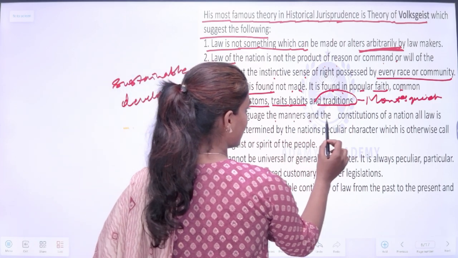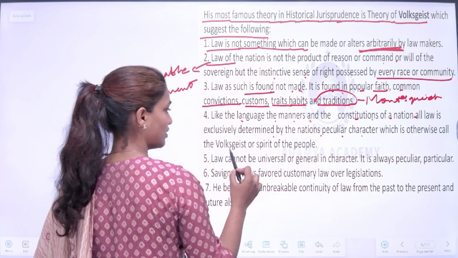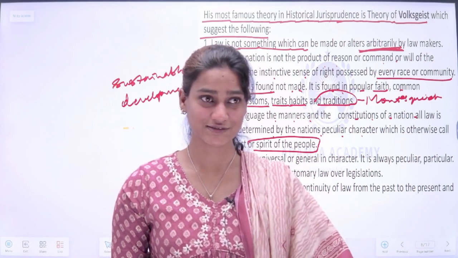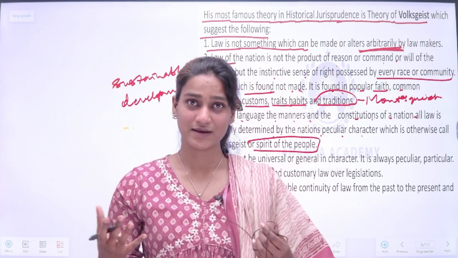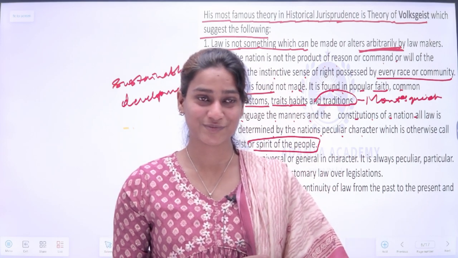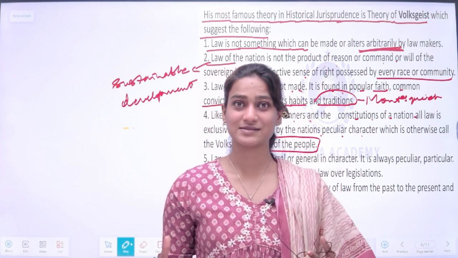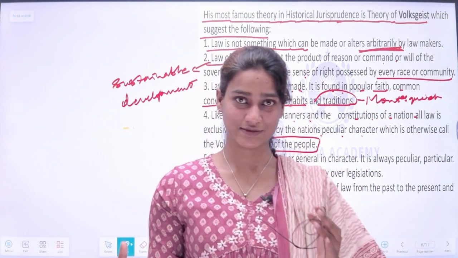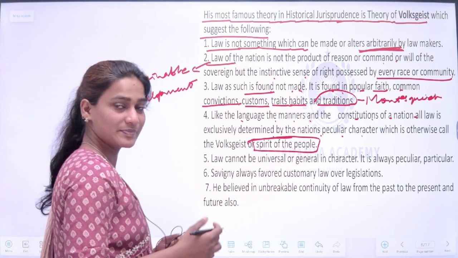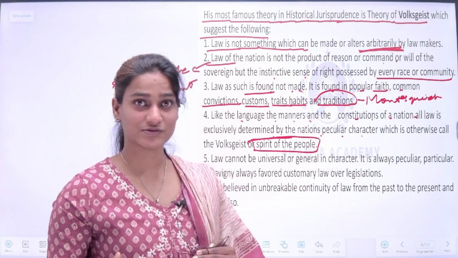Like the language, the manners and the constitution of a nation, all laws are exclusively determined by the nation's peculiar character, which is otherwise called the Volksgeist or spirit of the people. So whenever you go to any country, you are told that this is how Indians behave. Or whenever Americans or any other country people come to our country, we are told that this is how Americans behave. We are not told that this is how Narendra Modi behaves, or this is how the Prime Minister of that country behaves. So the nation's identity is its people. So how the people behave is how the nation behaves. So we have to study the spirit of the people, what people want, because people are the sovereign. They are the main part of the society.